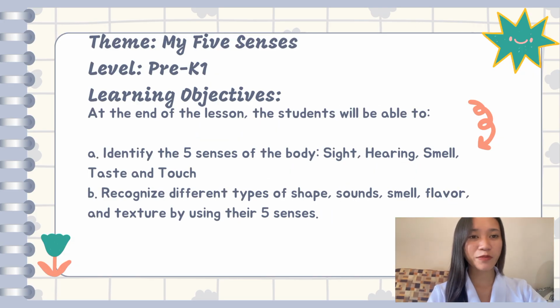Here are our learning objectives. At the end of the lesson, the students will be able to, first, identify the 5 senses of the body: sight, hearing, smell, taste, and touch. Second, recognize different types of shape, sound, smell, flavor, and texture by using their 5 senses.